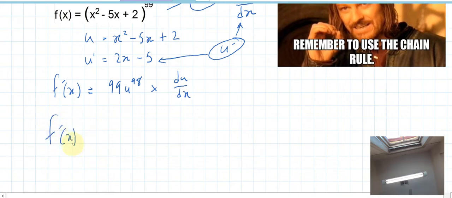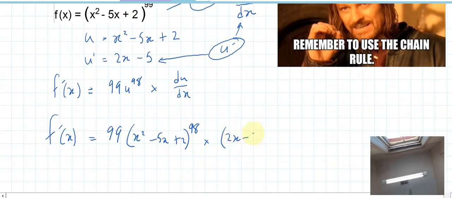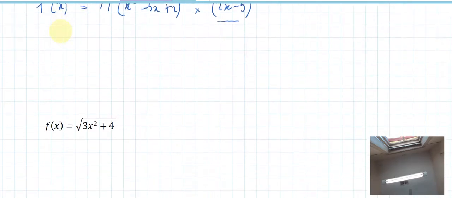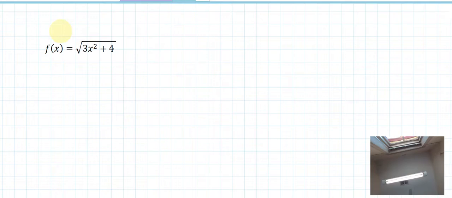f'(x) equals 99, then in place of u, we have (x squared take 5x plus 2) to the 98, multiplied by (2x take 5). So we do the derivative of the outer multiplied by the derivative of the inner. Alright, I encourage you to identify these first and do that even if it's quite an easy problem like this one. Alright, so let's look at slightly more difficult ones.